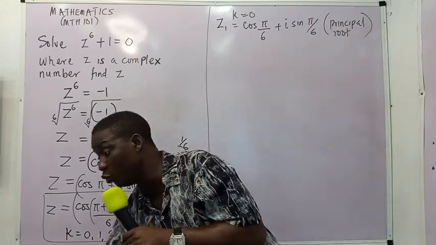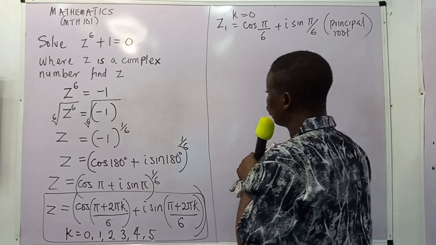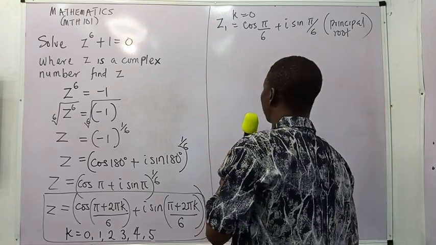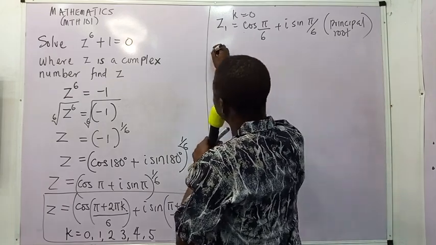Now, principal root is the angle that is closer to the positive x-axis. The closest angle to the positive x-axis, whether clockwise or anti-clockwise. So measured clockwise or anti-clockwise. That's what we call principal root.